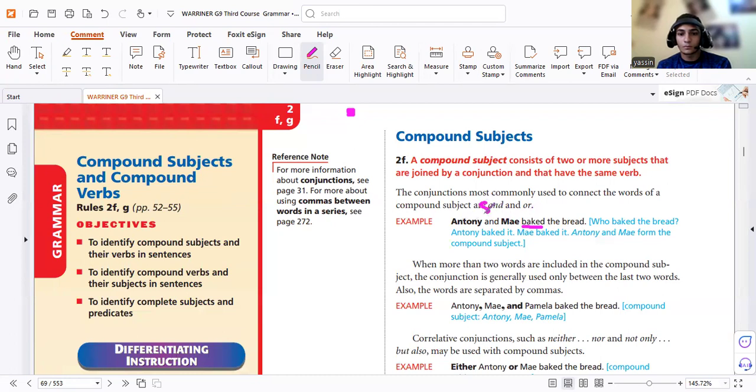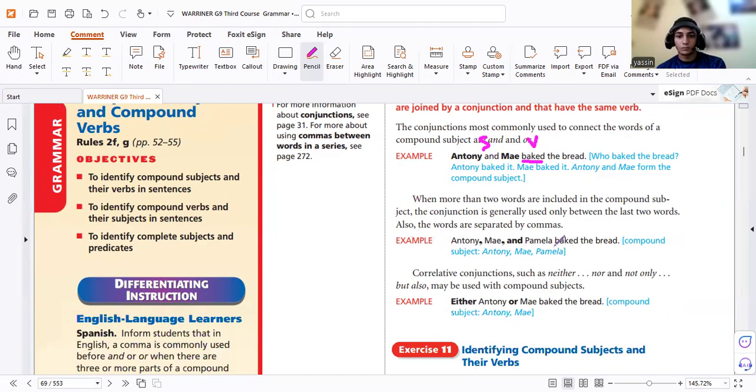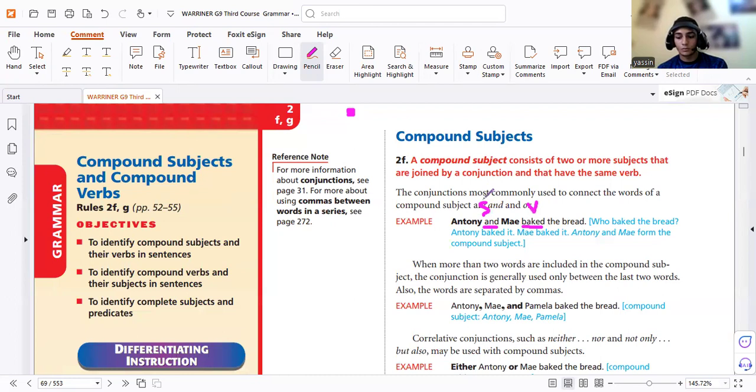See? So this is the subject, this is the verb. So who baked? Anthony and May. Up here, who baked? All of them. So we have three. But if you have two, we use and, or, but. And no punctuation around and. Remember that. It's for two only.